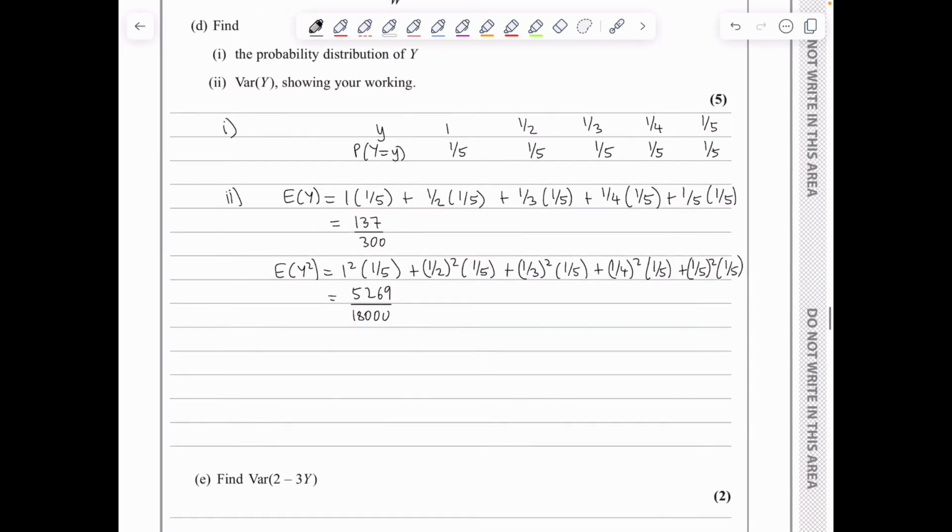We know that the variance of y is simply the expectation of y squared minus the square of the expectation. So it's going to be 5,269 over 18,000 minus the 137 over 300 all squared. This gives an answer of 947 over 11,250. You can also give your answer as a decimal. It's 0.0842 to 3 significant figures.